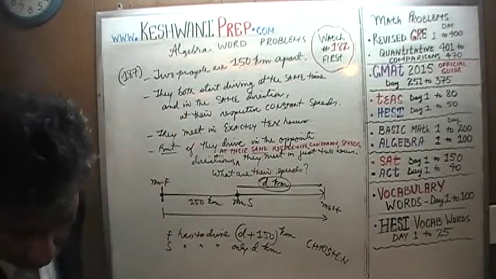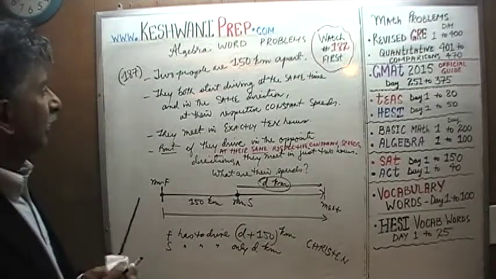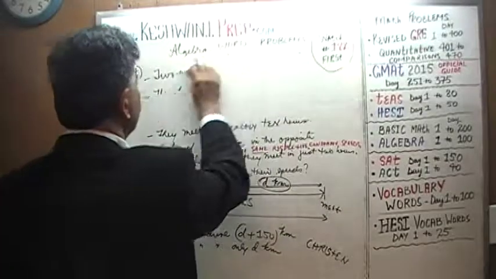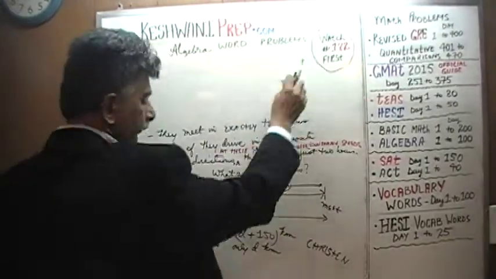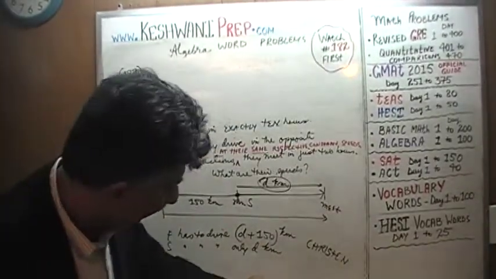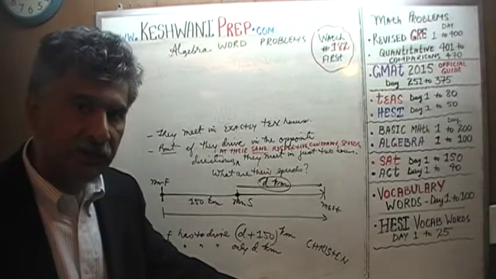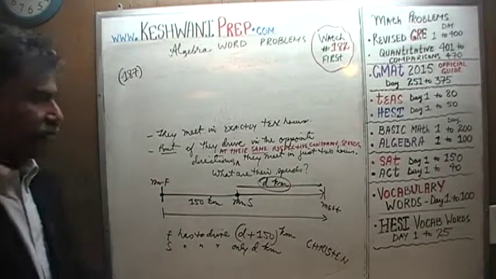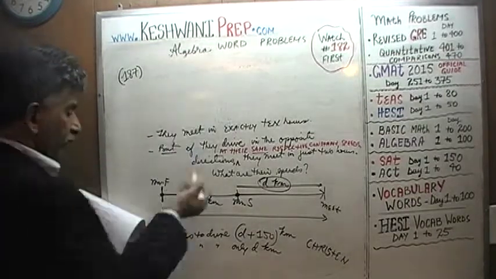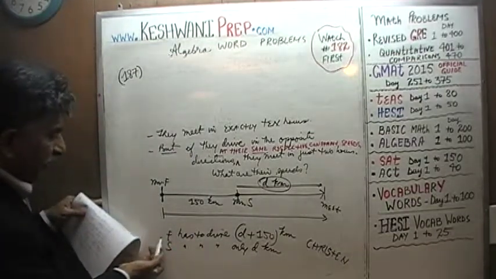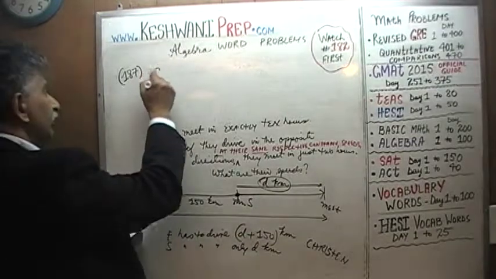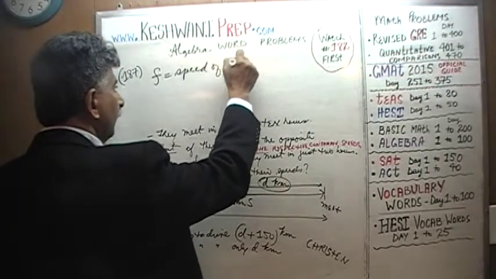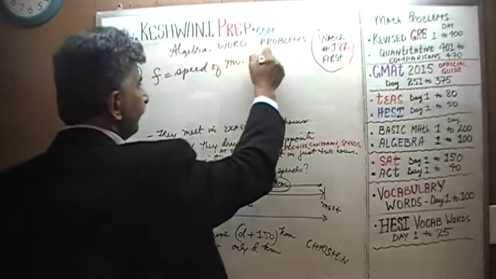We're going to pick up our speed, work on the top here. And when do they meet? We are told that they meet in 10 hours. So we're going to express their speeds, the speed of Mr. F and Mr. S. Let's use the small letter F to represent the speed of Mr. F, the fast guy.